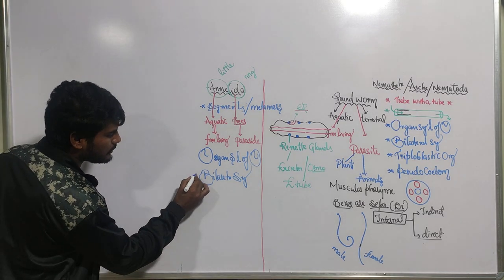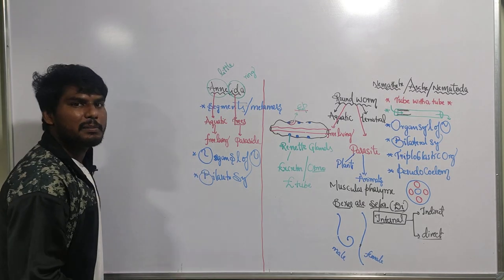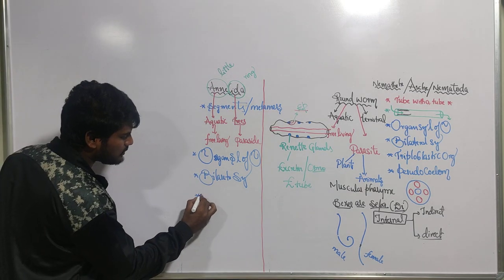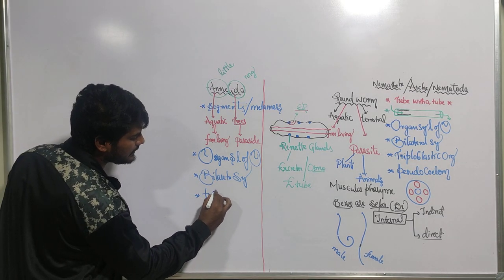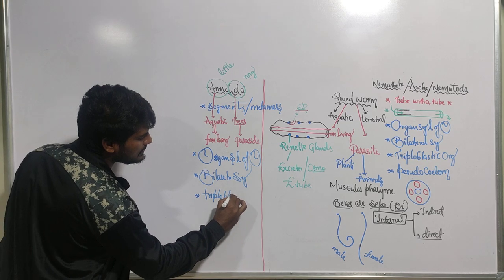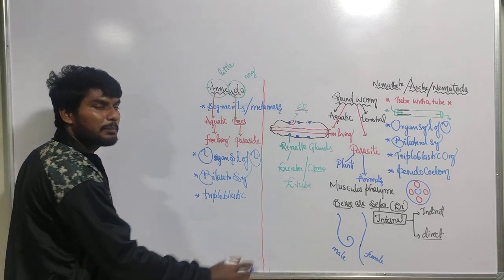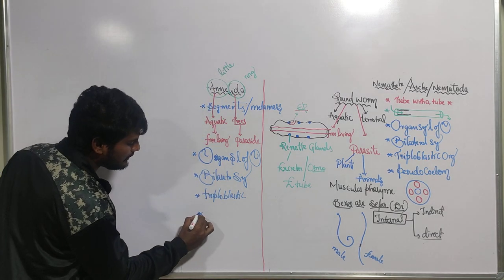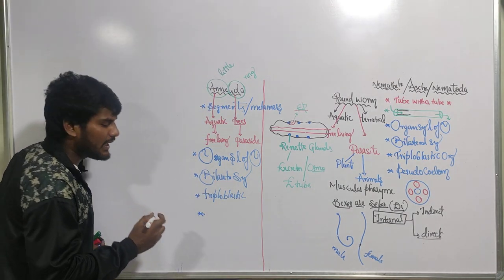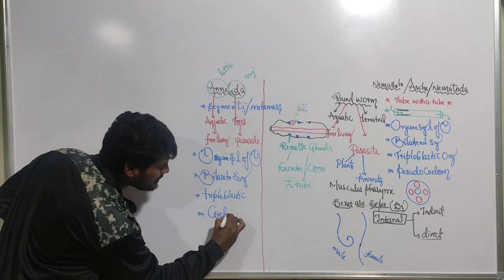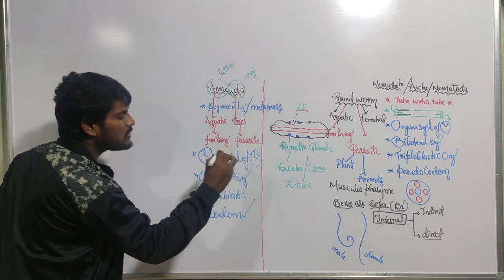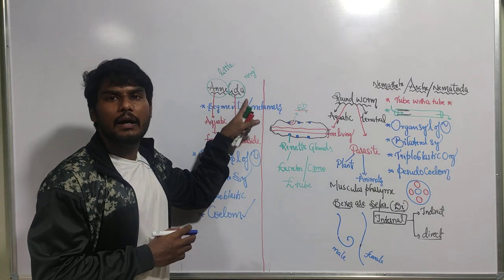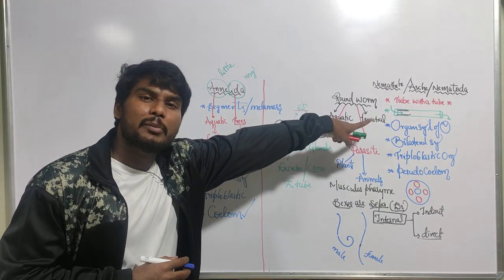During the embryonic stage, how many germinal layers are present? Three germinal layers are present. That indicates triploblastic nature: outer ectoderm, middle mesoderm, and inner endoderm. And what type of body cavity do these organisms have? Coelom. These are the first coelomates, with a true coelom. The first true coelom is present in Annelida. Aschelminthes are pseudocoelomates, with a false coelom.